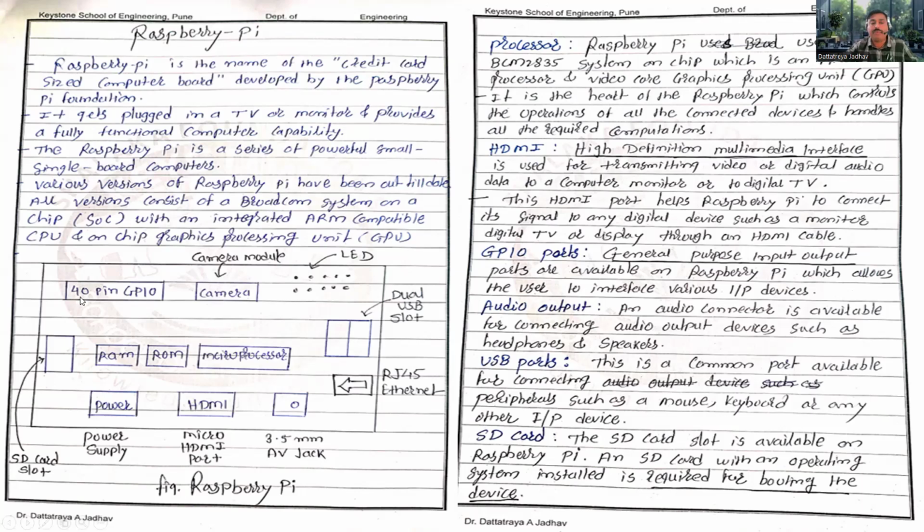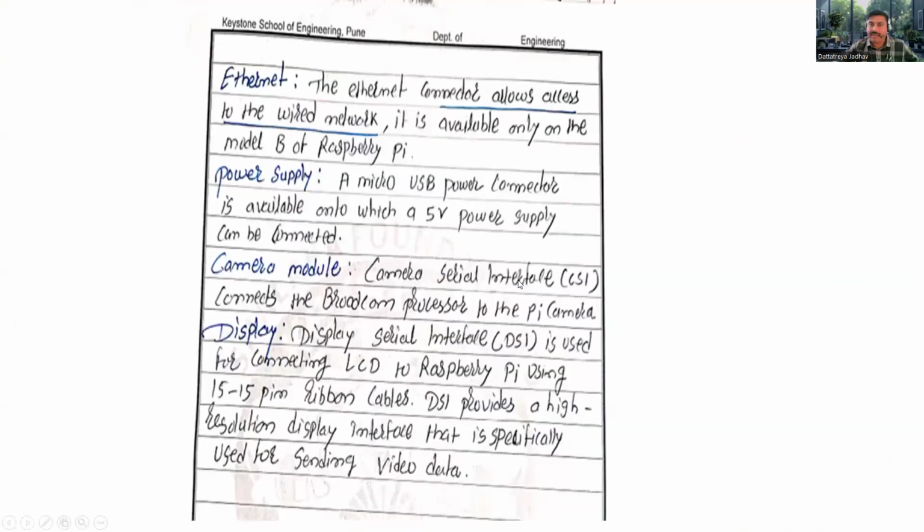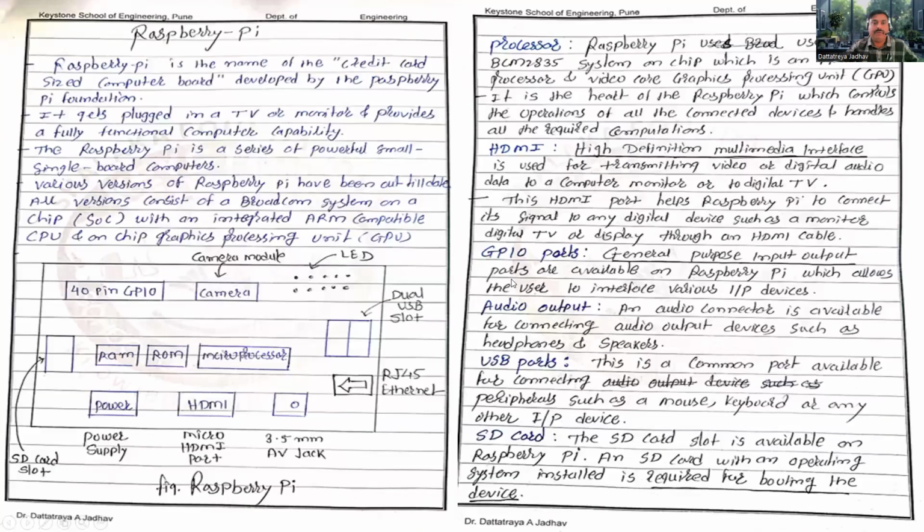Then we went through the number of components available with a Raspberry Pi: GPIO, cameras, RAM, ROM, then power supply, HDMI, then Ethernet. So all these facilities are provided by the Raspberry Pi. That concept we learned in the last lecture, related to the Raspberry Pi and its basic components, right?